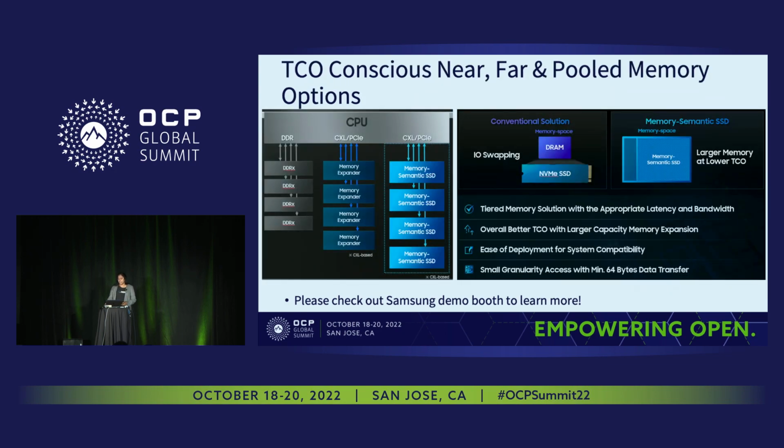So, for TCO conscious near, far and pooled memory options, we are providing DRAM memory expanders and Memory-Semantic SSDs. Over PCIe lanes, now you can expand memory, and you can also go beyond the node through switches to access the pooled memory. And you don't have to do I/O swapping and data copies that you typically did before, and what you can now do is directly access the data in NAND without any copies required, and you can achieve larger memory widths at lower TCO.